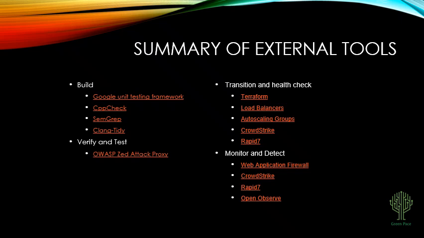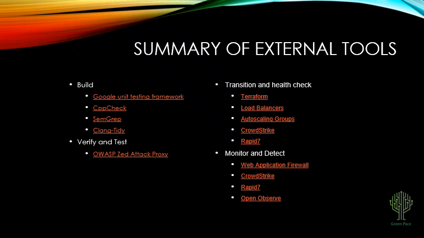This slide shows the phases in the DevSecOps process that include the use of automated tools. These were mentioned on the previous slide and will be summarized here. In the build phase, our policy requires the use of the Google unit test framework with a desired test coverage that approaches 100%. We also use CPP check, semgrep, and clang tidy as static code analysis solutions. In the verify and test phase, developers will conduct security testing using the OWASP-Z attack proxy. Issues found by this tool will be fixed with priority.